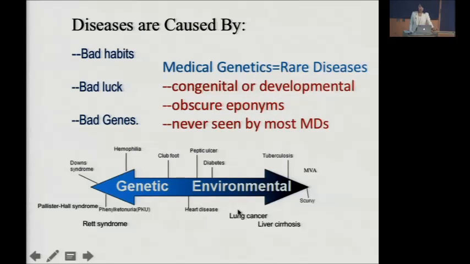And I think many people outside of medical genetics think that medical genetics is synonymous with rare diseases that typically are present at birth or affect children. There are lots of obscure eponyms in medical genetics, things like Pallister-Hall syndrome or Rett syndrome, and most of these diseases are basically never seen by the vast majority of practicing physicians.